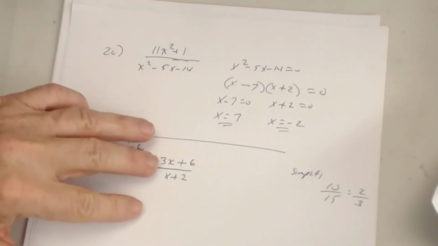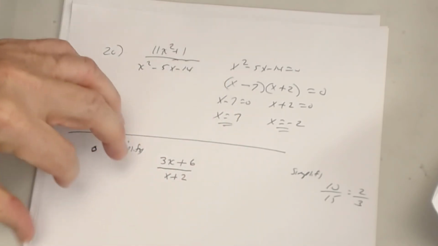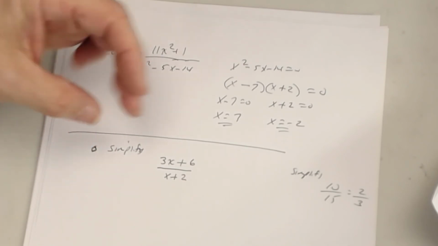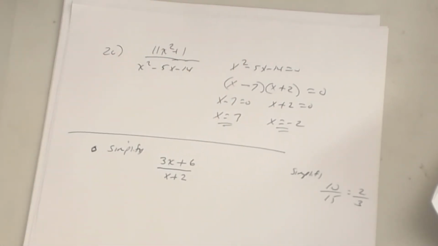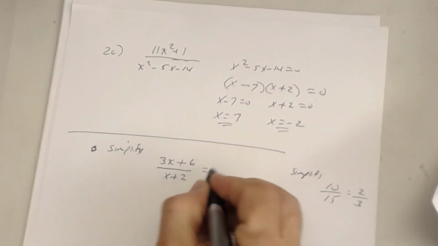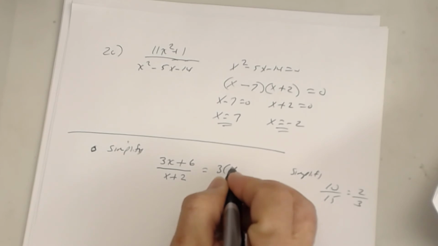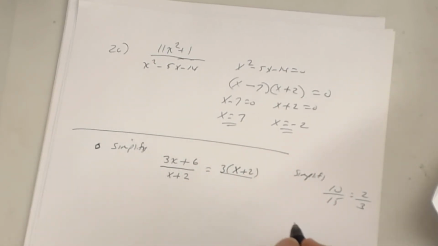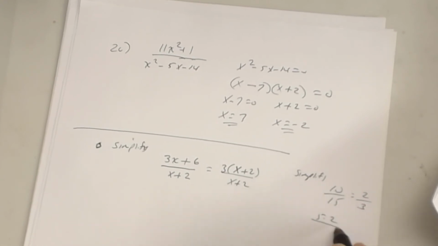Same thing here. If I'm going to look for common factors here, I've got to factor. You got to factor the numerator and factor the denominator. How do I factor the numerator? 3 times what? x plus 2. Can I factor the denominator? x plus 2. So when I did this one, look back at 10 and 15. Y'all agree that 10 is 5 times 2 and 15 is 5 times 3.